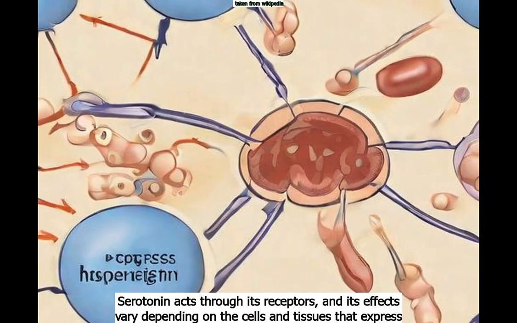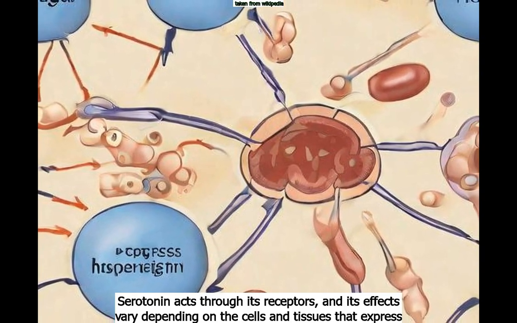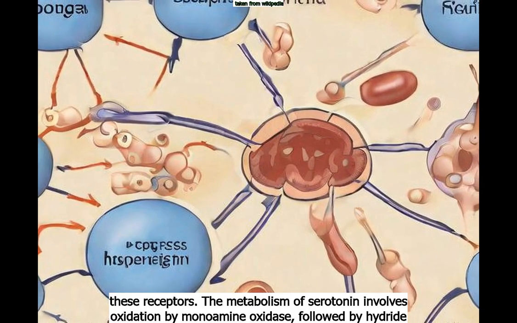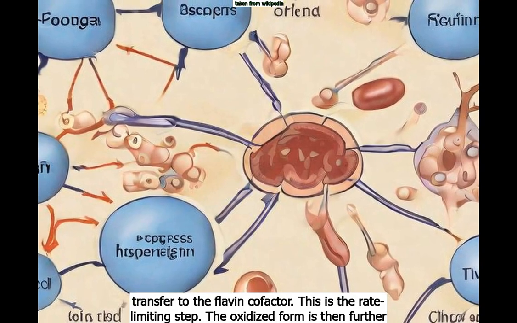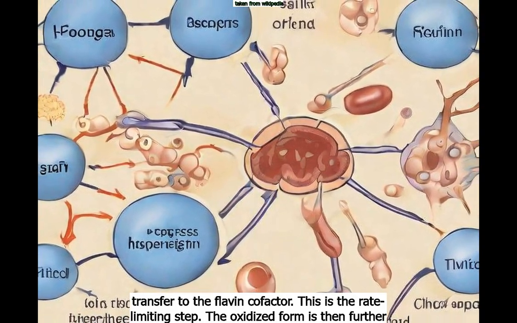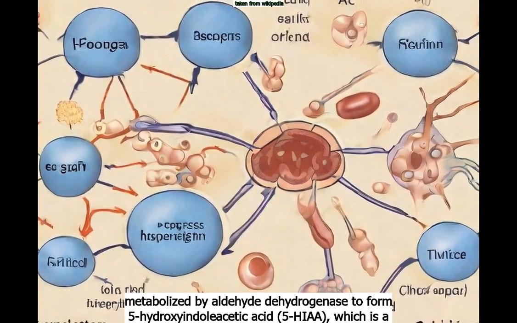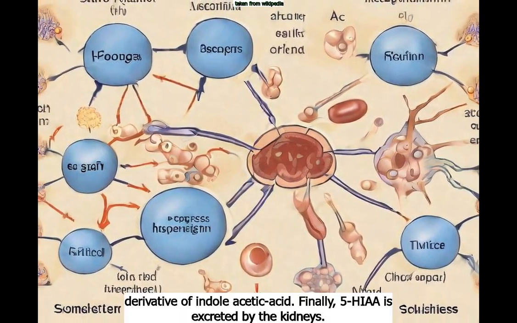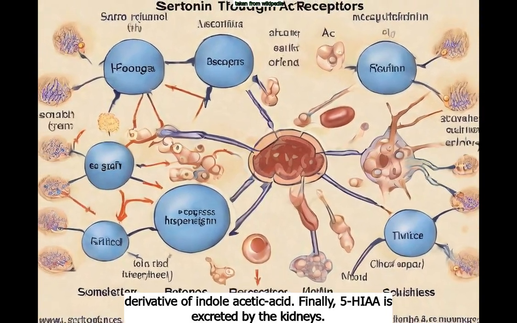Serotonin acts through its receptors, and its effects vary depending on the cells and tissues that express these receptors. The metabolism of serotonin involves oxidation by monoamine oxidase, followed by hydride transfer to the flavin cofactor. This is the rate-limiting step. The oxidized form is then further metabolized by aldehyde dehydrogenase to form 5-hydroxyindoleacetic acid, 5-HIAA, which is a derivative of indole acetic acid. Finally, 5-HIAA is excreted by the kidneys.